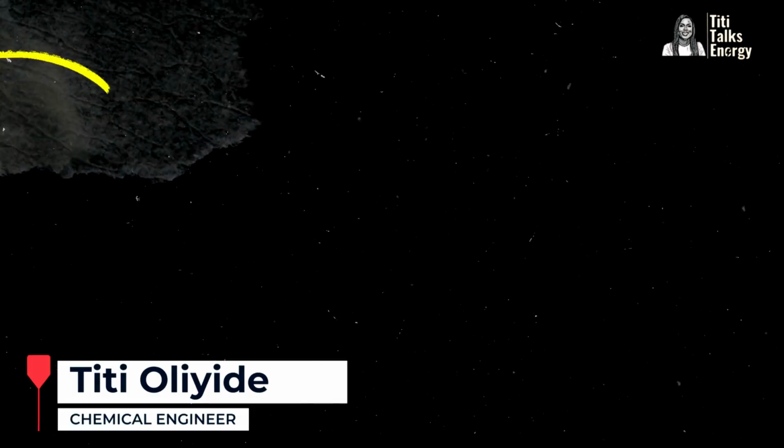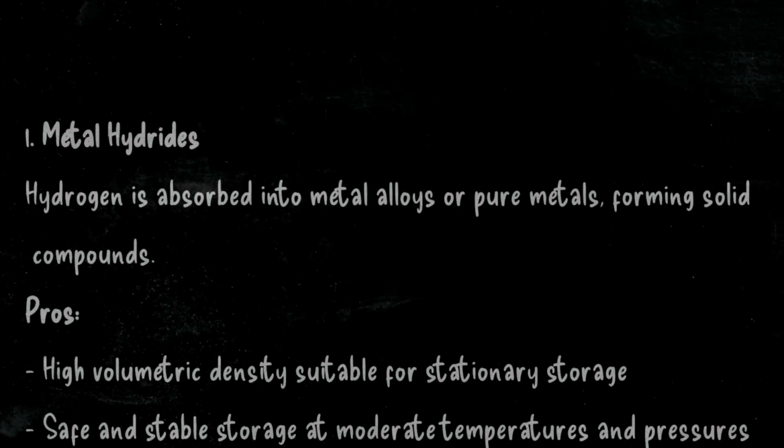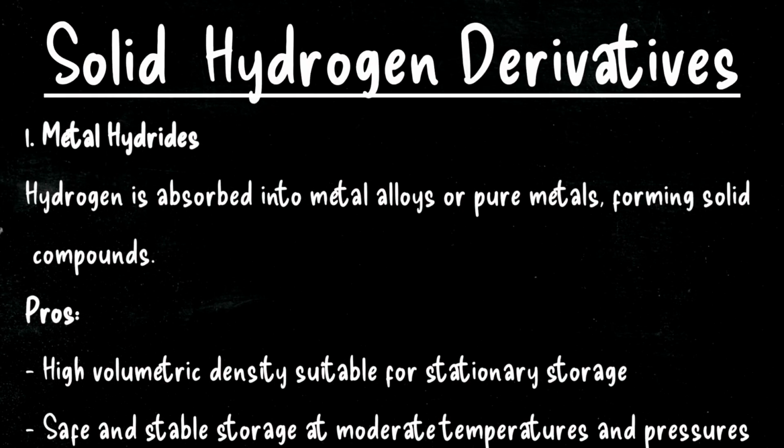Now let's get into the solid hydrogen derivatives. Metal hydrides. Hydrogen is absorbed into metal alloys or pure metals, forming solid compounds, also known as metal hydrides. They can store hydrogen at high volumetric densities by absorption and release it upon heating by desorption. The pros of these are there is high volumetric density suitable for stationary storage. It's a safe and stable storage method at moderate temperatures and pressures.